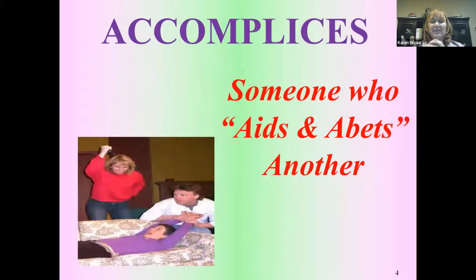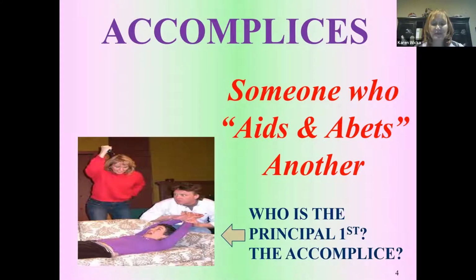So we're going to start with accomplice. An accomplice is someone who aids and abets another. So it's important to remember an accomplice is not the person that actually commits the underlying crime. They help somebody else commit the crime. So they personally are not committing the actus reus. They're helping the other person commit that crime.